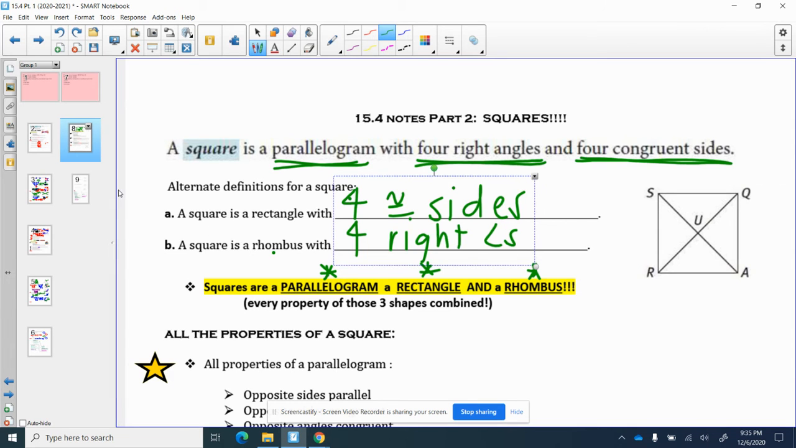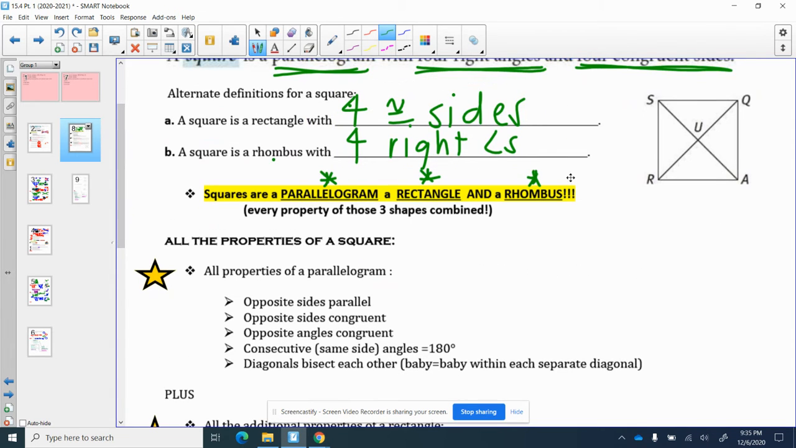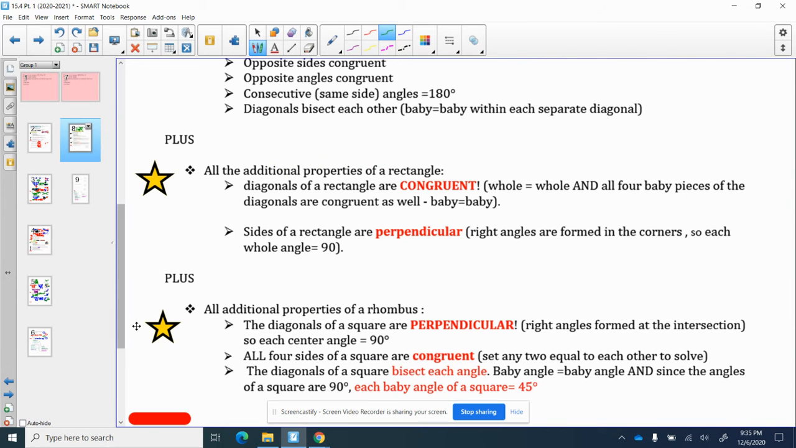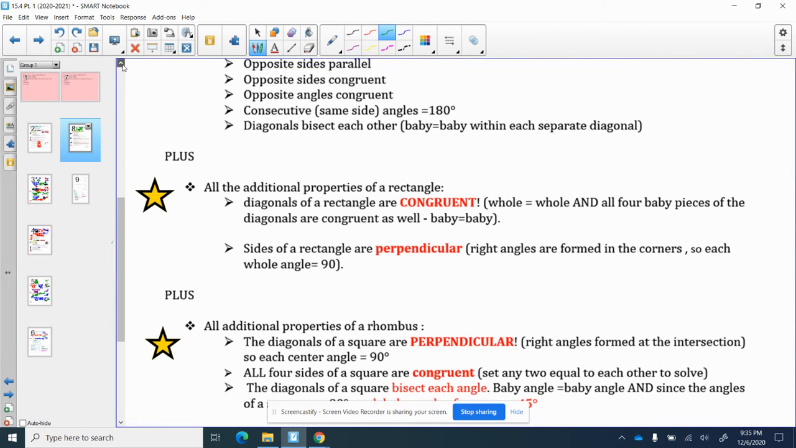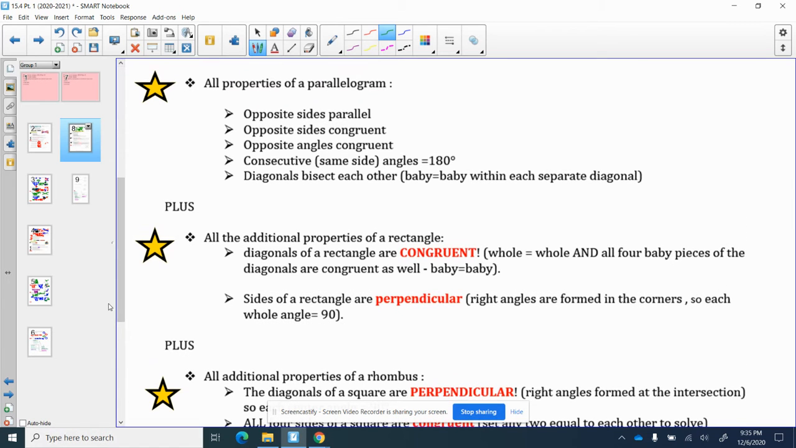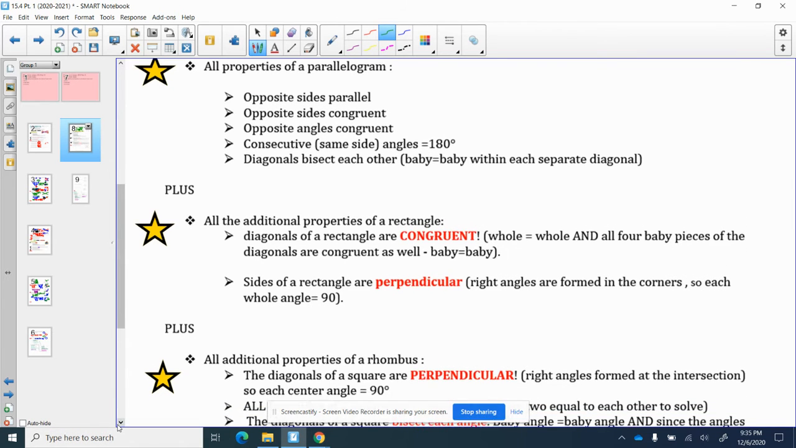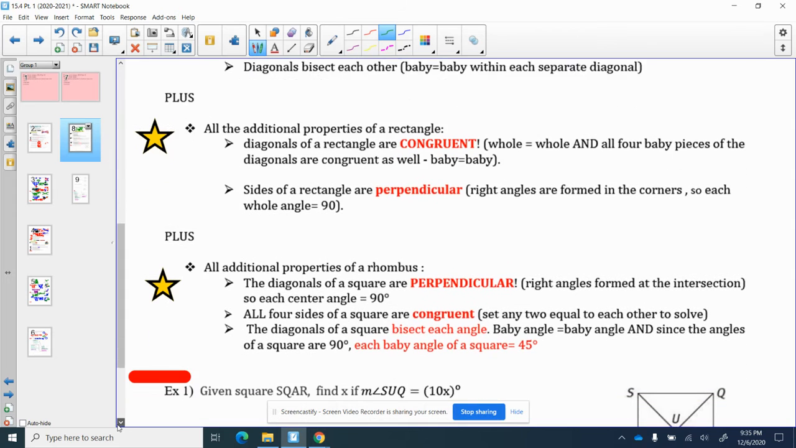So again, it has the properties of all 3 of our previous figures because it's kind of a combination of all of the above. So what that means is everything we've talked about over the past few lessons with parallelograms, rectangles, and rhombuses are true for a square.